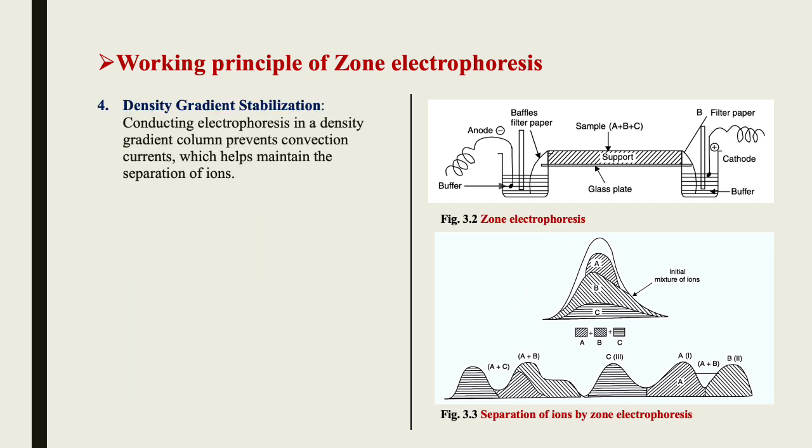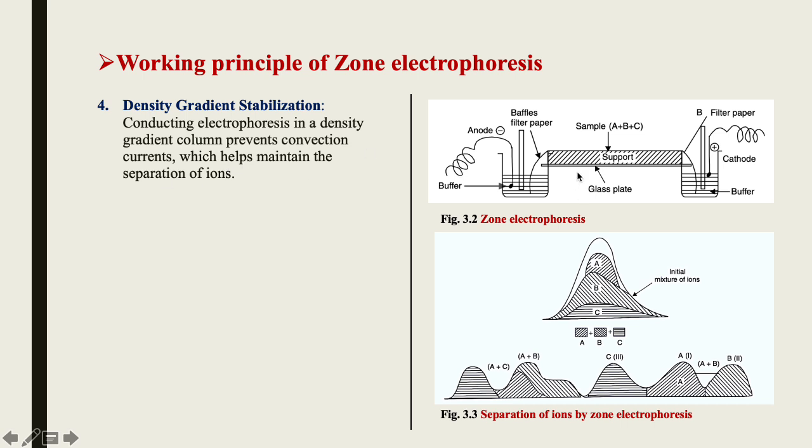So what is the fourth point? Fourth point is the density gradient stabilization. What is the support system you are using in this electrophoresis? Conducting electrophoresis in a density gradient column prevents convection currents, which helps maintain the separation of ions.